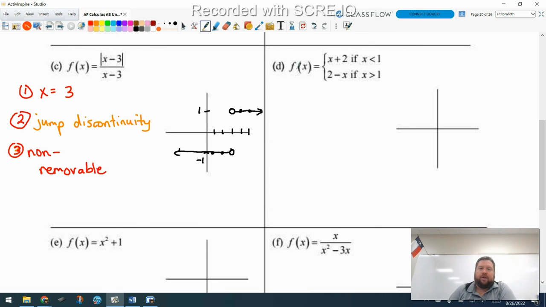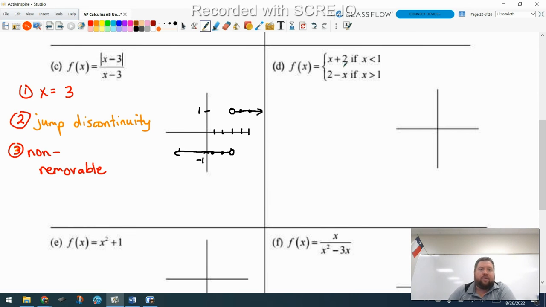All right, so over here on this one, piecewise functions are always very popular with discontinuity problems because they can easily be written to produce a discontinuity of some sort, and they can be multiple different types. You could have an asymptote in there somewhere. You could have a jump, or you can have a hole. So you just have to pay attention to what type it is.